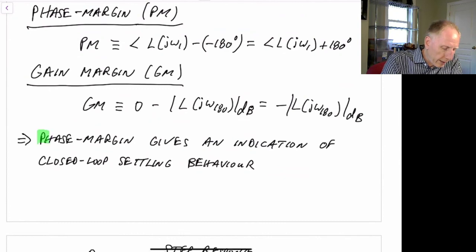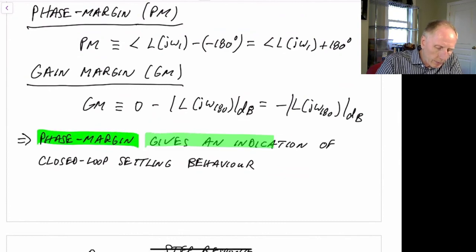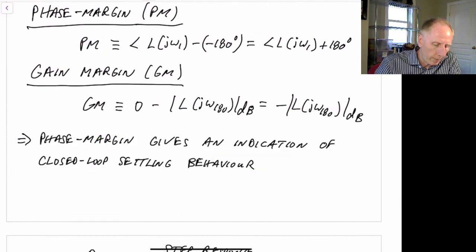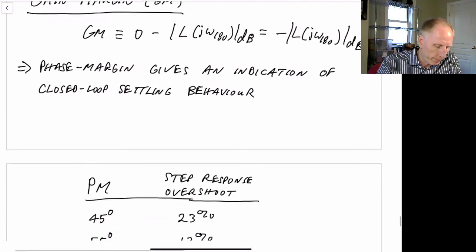And we'll see that the phase margin ends up giving us an indication of our closed loop settling behavior. So not only will the phase margin tell us whether we're stable or unstable, it'll give an indication of how much ringing we expect to occur. The lower the phase margin, the more ringing we expect to see.